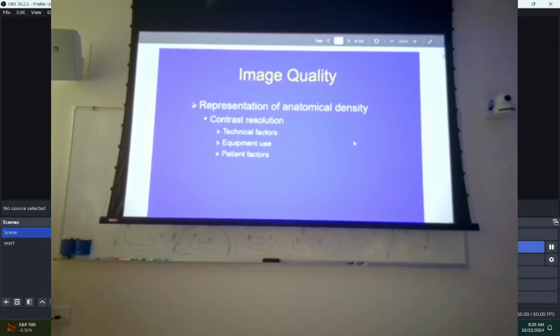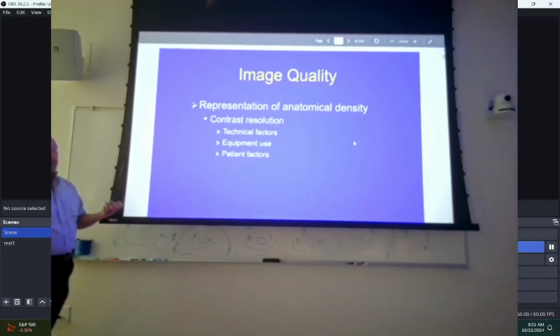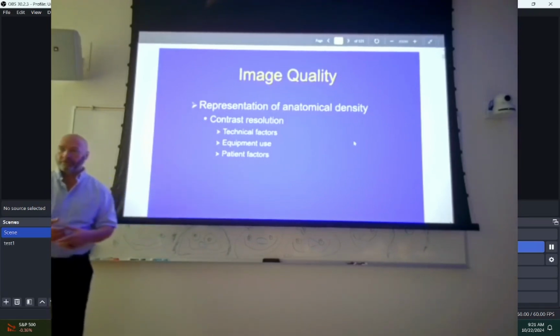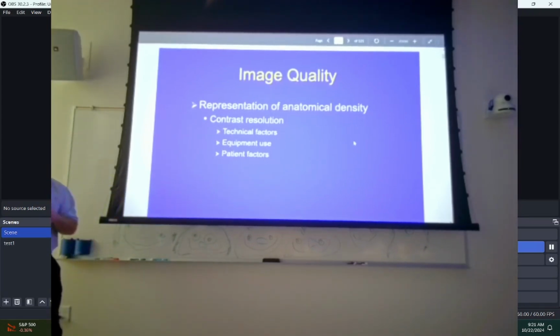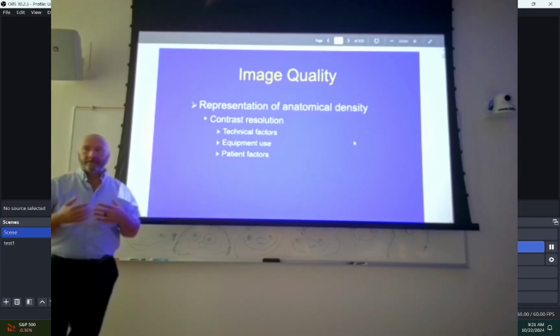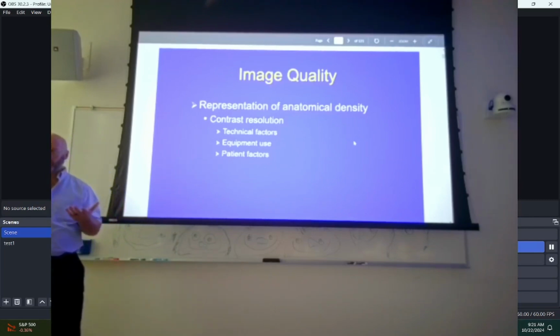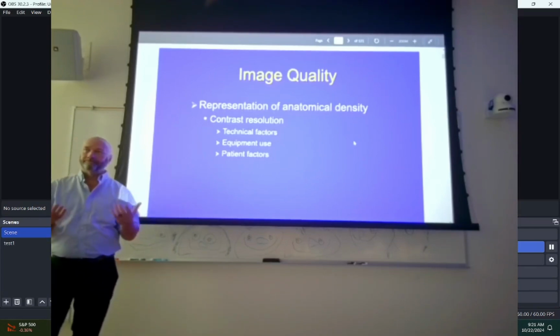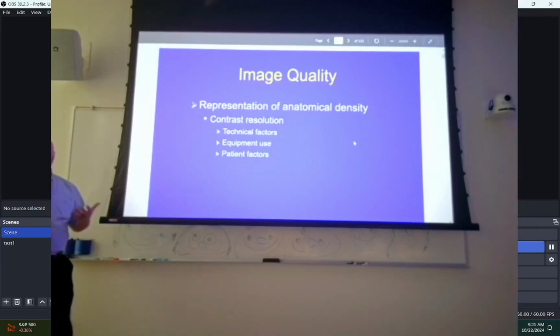All right, so image quality, again, representation of anatomical density. We've got contrast resolution, that is how well we can see the difference in tissue densities, as controlled by a number of different things, primarily the computer algorithm, but we do have some differences, as we saw this morning with our technical factors. Within a diagnostic range, within a reasonable range of kVp and mAs, there should be minimal difference. Our computer algorithm should pick that up and accentuate those density differences so that we have better contrast.